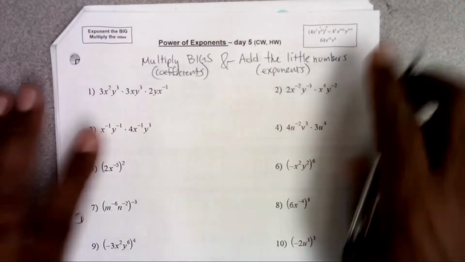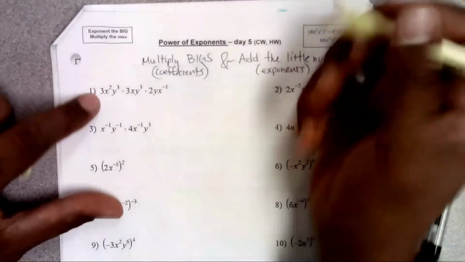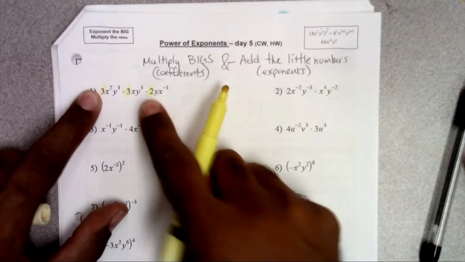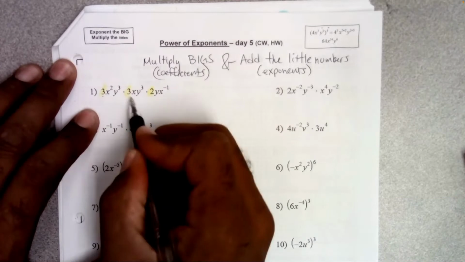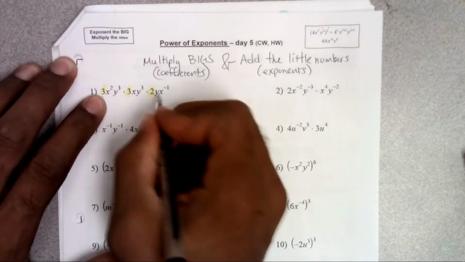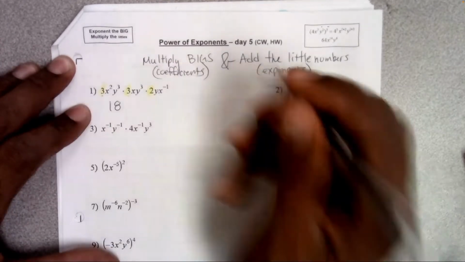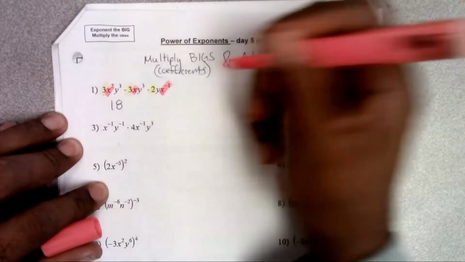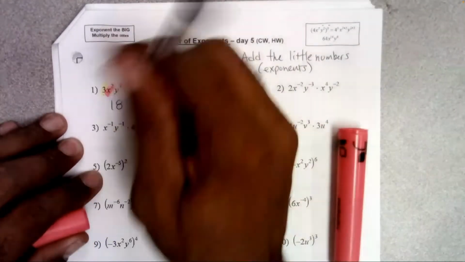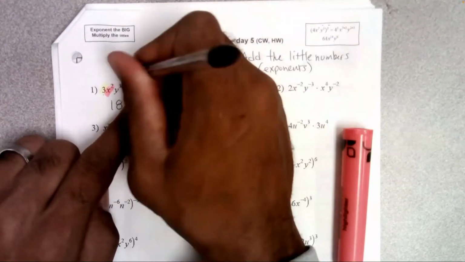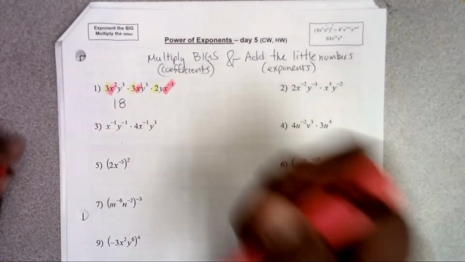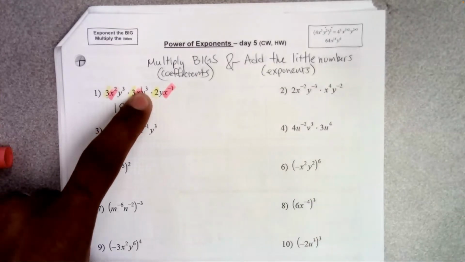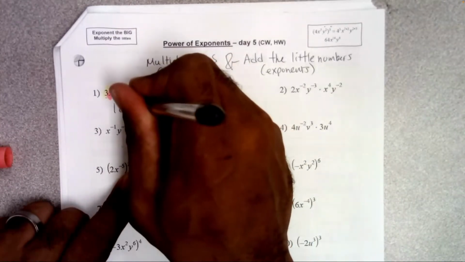Okay? All right, so starting off with this one, remember we want to start off with our coefficients, our big numbers, 3, 3, and 2, and we want to multiply. So 3 times 3, that's going to be 9, and then times 2, that's going to be 18. All right, then we move on to the next variable, x squared, x, and x to the negative 1. Don't forget, if a variable does not have an exponent, that means it's automatically a 1. Okay, so remember now we're just going to add up the exponents. So 2 plus 1, that's going to be 3, and then minus 1, that's going to be 2. So then we write x squared.